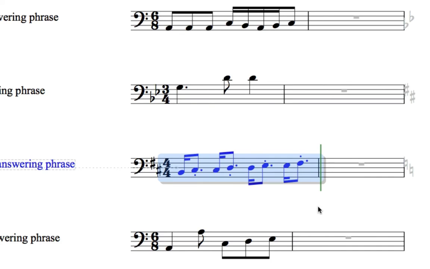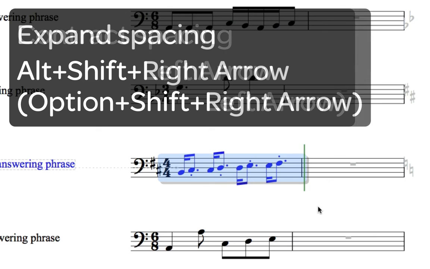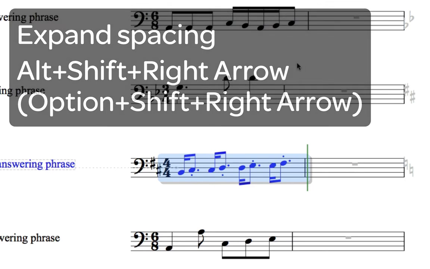But when you have to, do it right at the end of your project so there can't be any knock-on effects later. Select a bar that needs the space contracting and press Alt and Shift and left arrow, or Option and Shift and left arrow if you're on a Mac. Naturally, you can use that shortcut with the right arrow to expand the spacing.